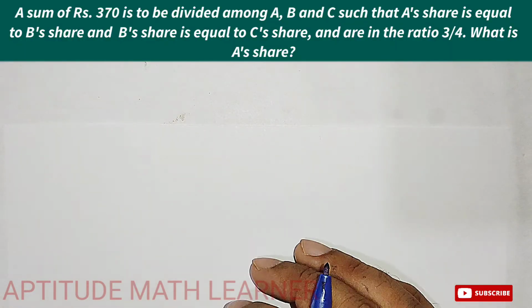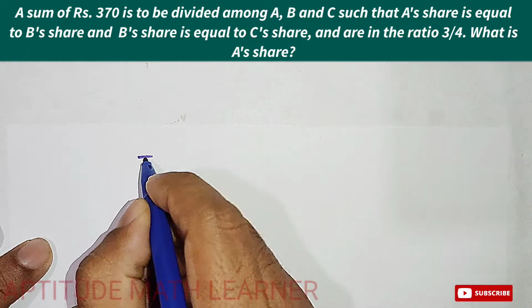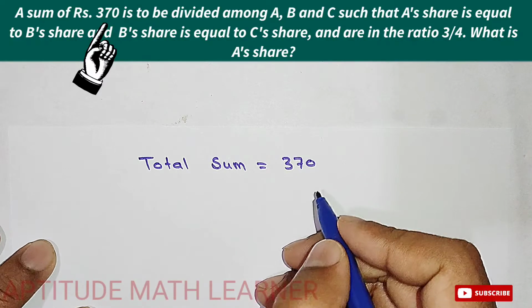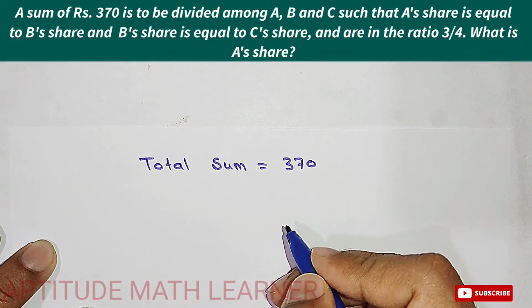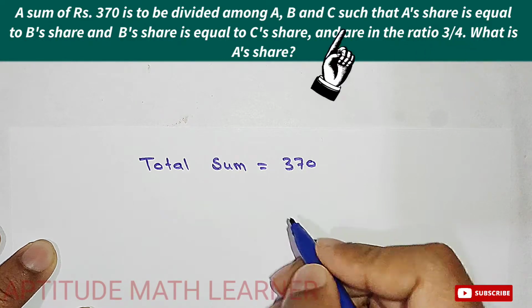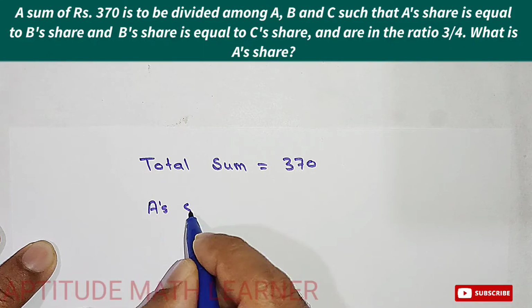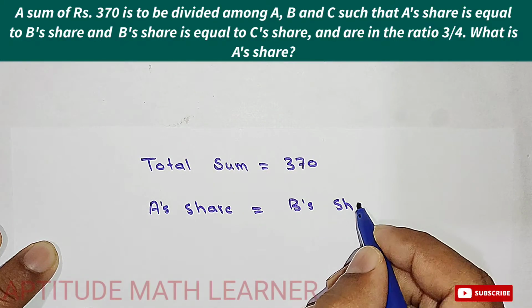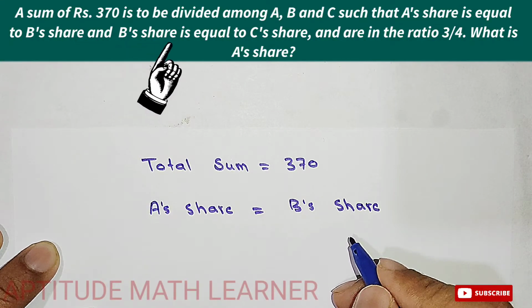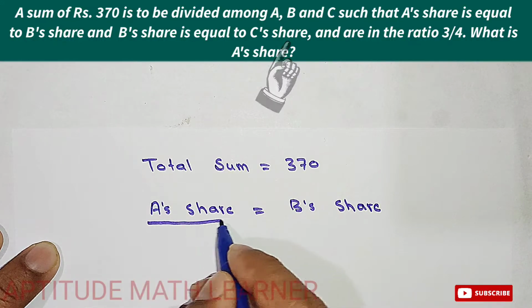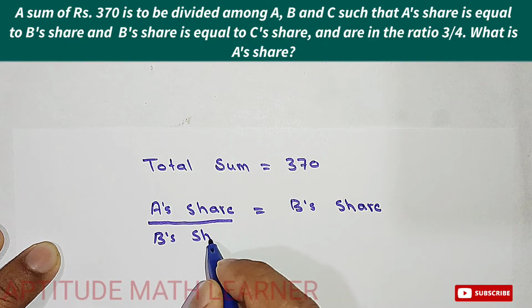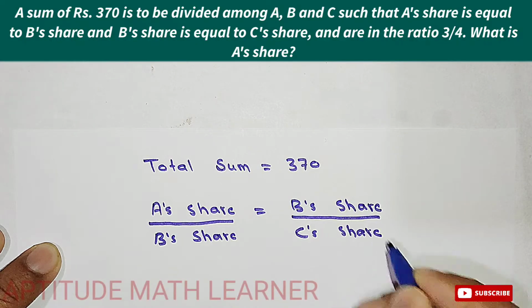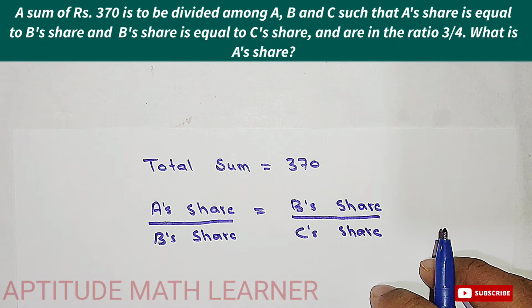So here we have some conditions. The total sum we have is 370. Now if we go to the condition, it says that A's share is equal to B's share, and B's share is equal to C's share. I hope till here you have completely understood the method.